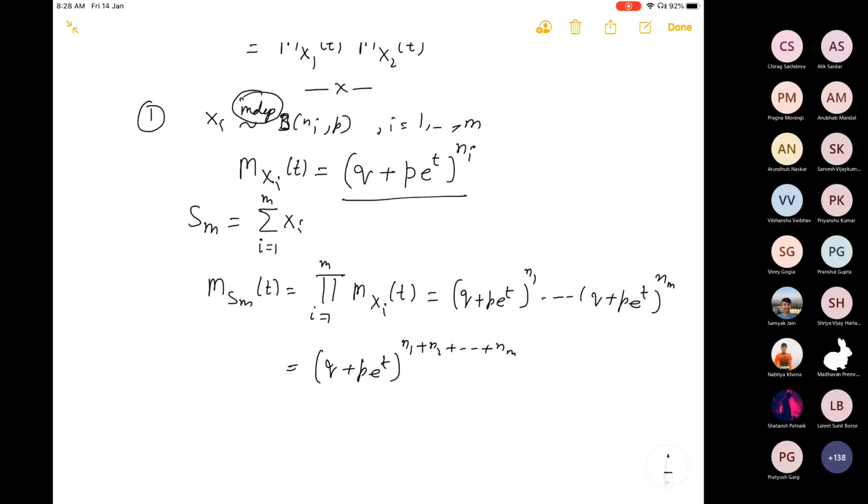So this is of the same shape, except that ni is replaced by n1 plus n2 plus ... plus nm. So clearly, by the uniqueness property of the moment generating function, Sm will be binomial (summation of ni, i from 1 to m, p). Okay, so in this fashion, we can show some of the proofs.